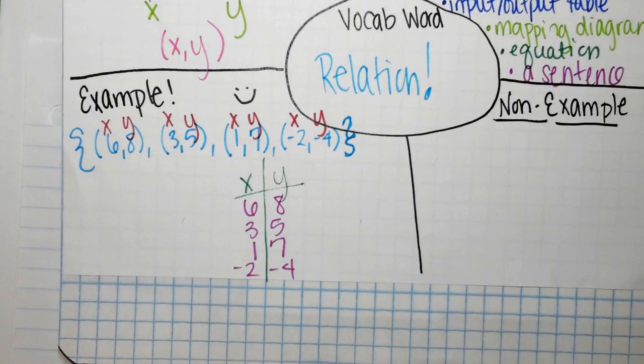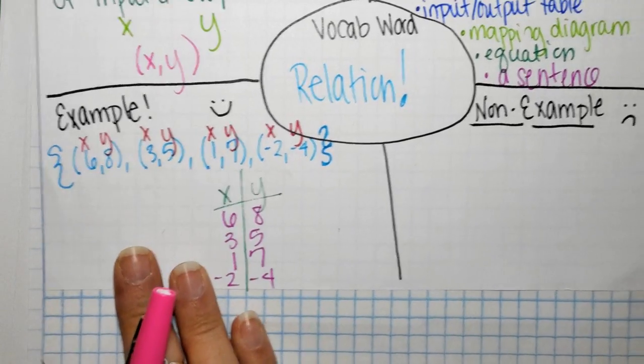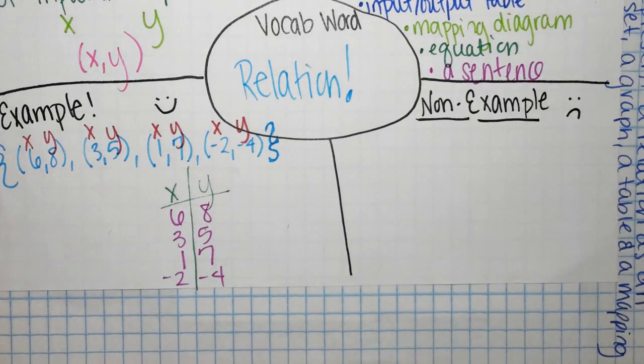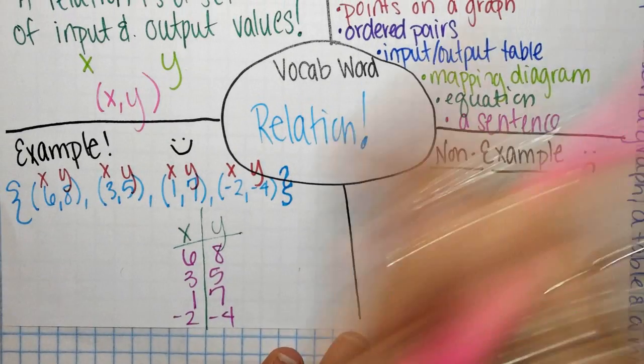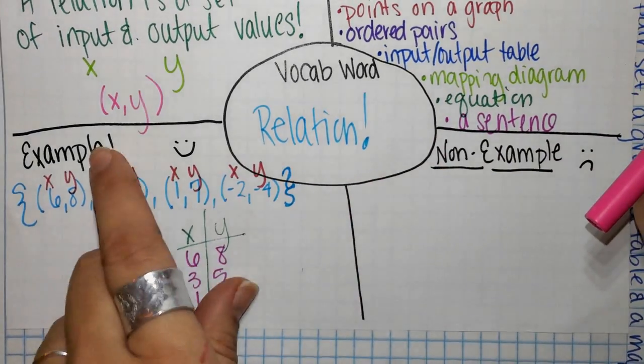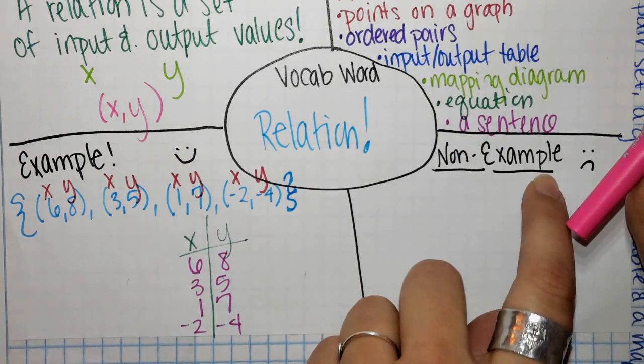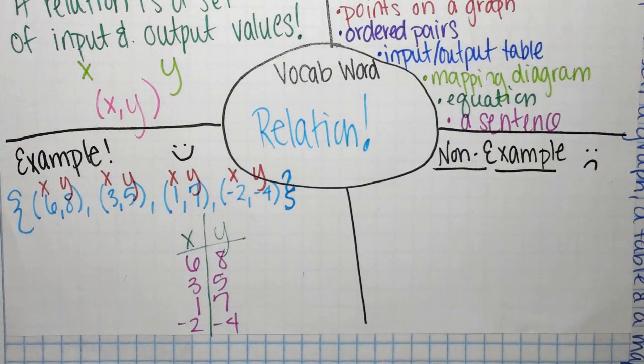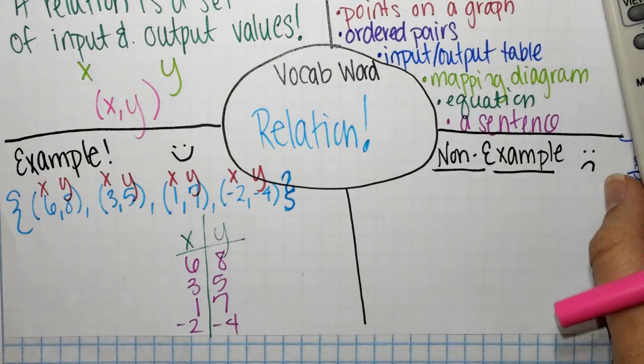All right, so those are our two examples. Now, what would a non-example be? If this is an example of a relationship, of a relation, what is a non-example? The one that's not a relation, correct?